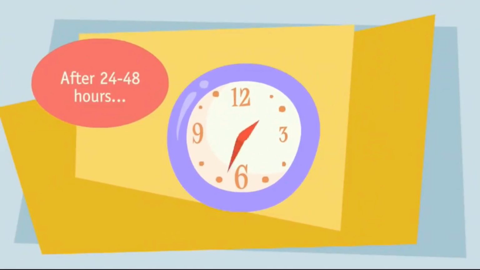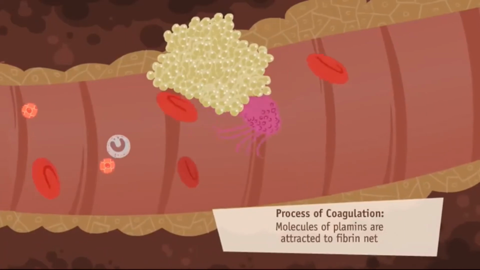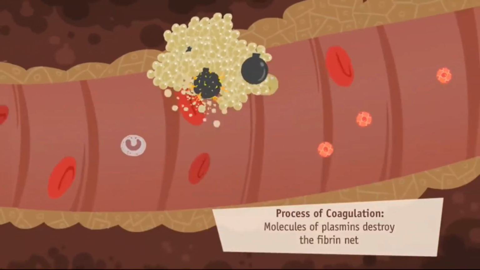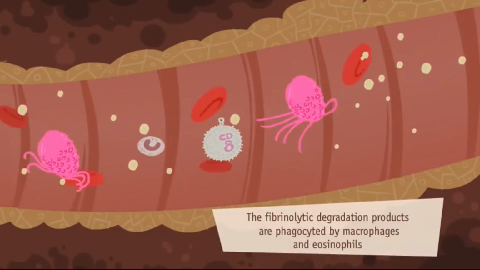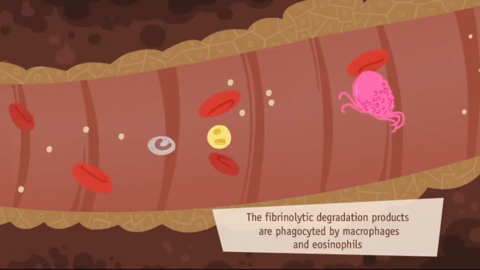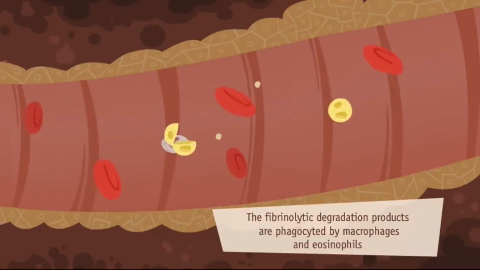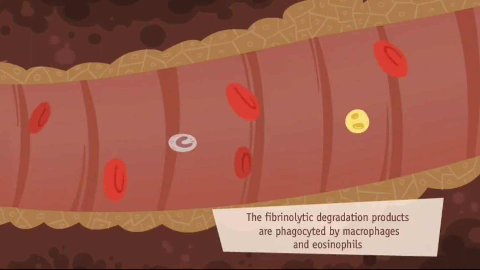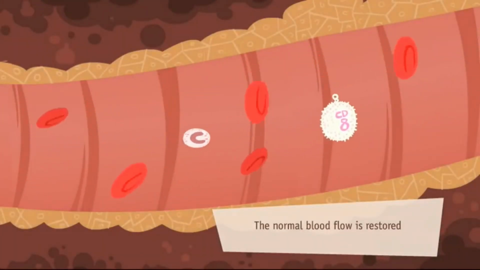And after a few hours, 24 to 48 hours, the process of coagulation is followed by molecules of plasmin being attracted to the fibrin, and then the fibrinolytic degradation products are phagocytosed by macrophages and eosinophils. And the normal blood flow is then restored.